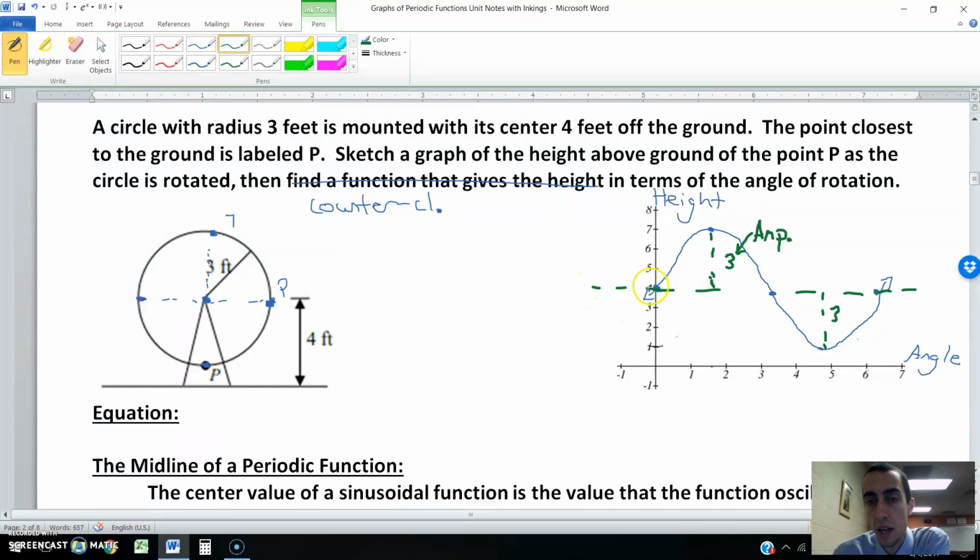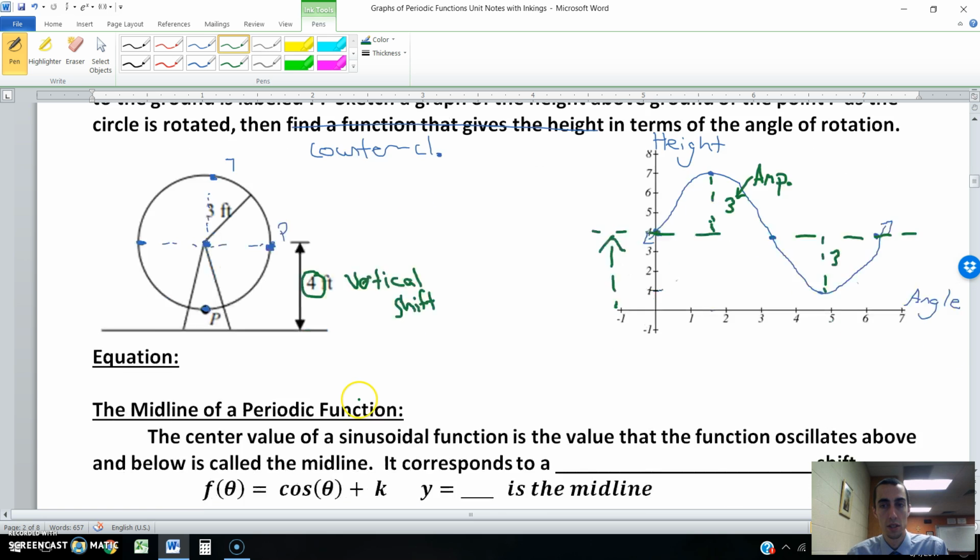And this midline has something to do with the fact that the entire wheel has a center that was raised up 4 units above the ground. So you can think of this 4 as being a vertical shift of the wheel, causing a vertical shift of our graph.